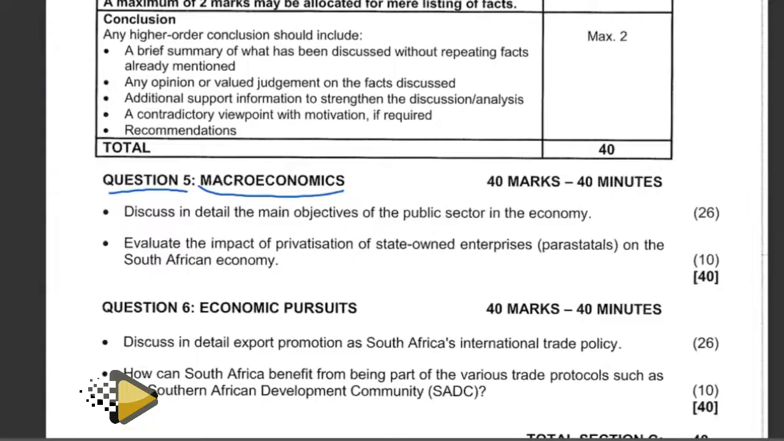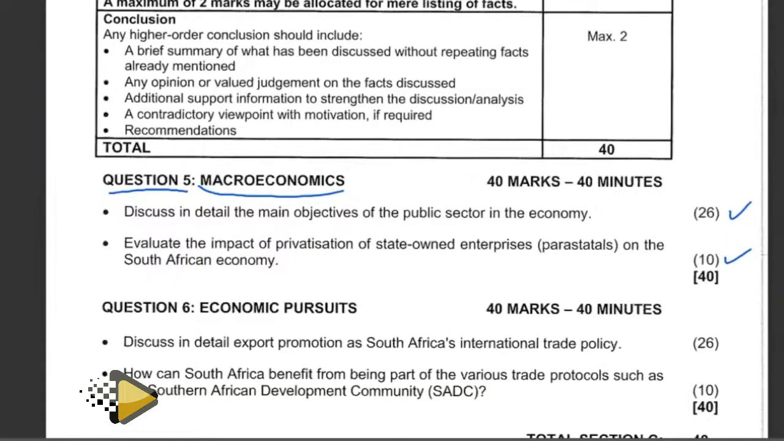When we talk of macroeconomics, we always refer to an economy as a whole, while micro we only refer to individual firms. Okay, right. So now, grade 12, if you check this type of question, we have the question that carries 26 marks and the question that carries 10 marks. So already this is going to give you a lead on how best you can structure your essay.